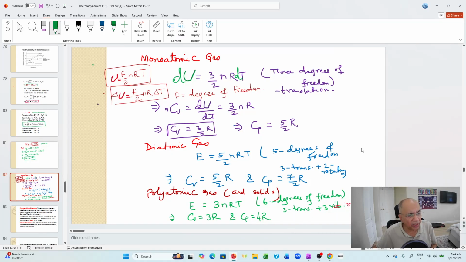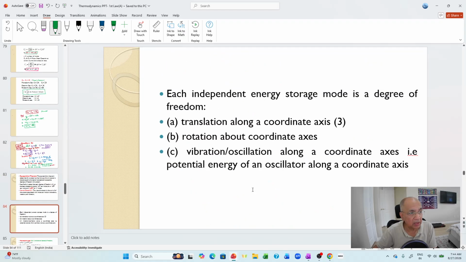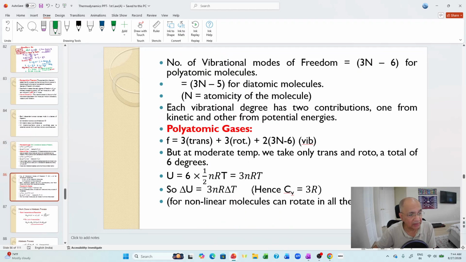So this is the normal way, but there is also vibration, where the bond vibrates in different ways. There are 3n minus 6 possible ways for a non-linear molecule, and for linear 3n minus 5. And each vibration has its kinetic and potential counterparts, so 2 into 3n minus 6. All these vibrations we don't consider, because vibrational degrees of freedom come in when the temperature is high, more than 100 degrees Celsius or more. So we don't take vibrational degrees of freedom, and we have already done that.